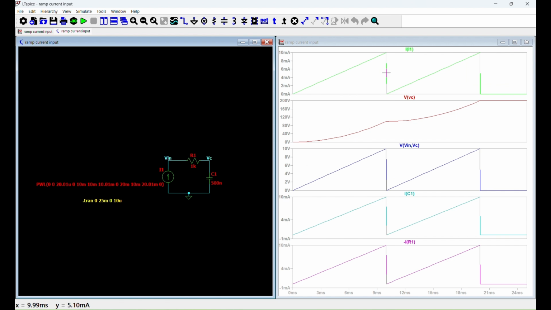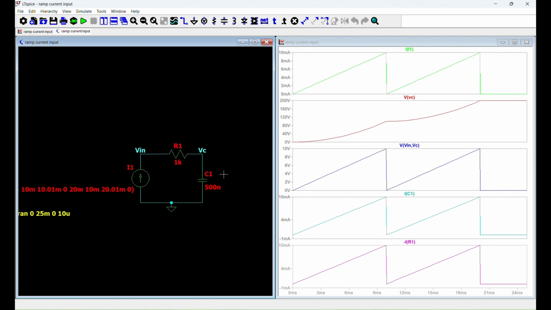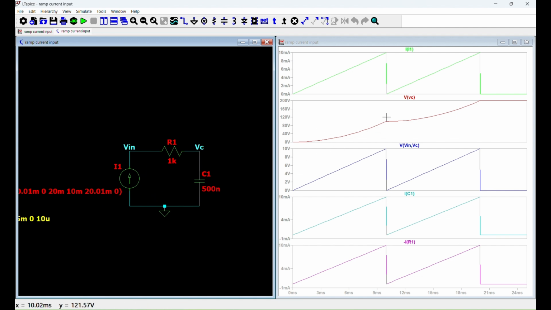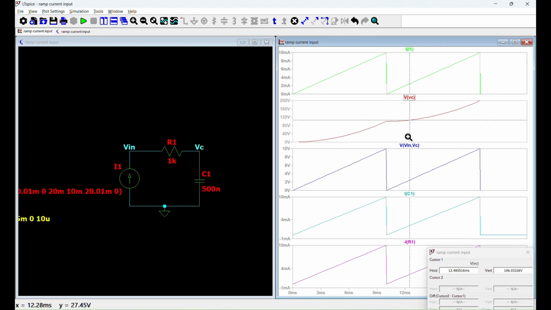Now on simulating this, we can see that this is the input current that we are feeding to the RC circuit, and the voltage across the capacitor can be seen as follows. It is 100 volts at 10 milliseconds and 200 volts at 20 milliseconds.